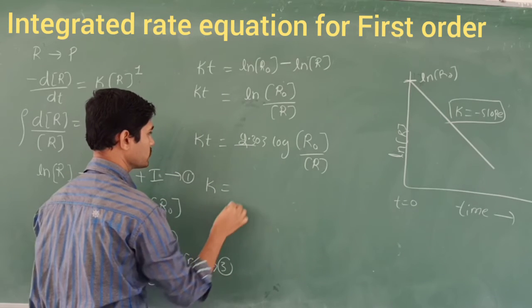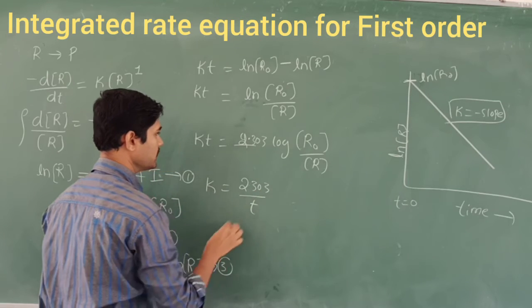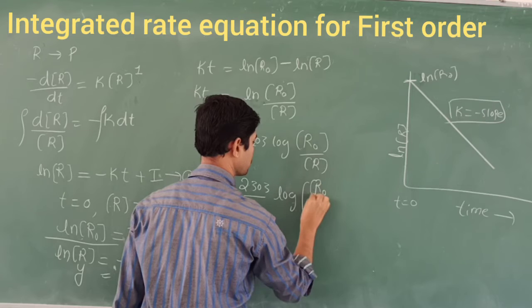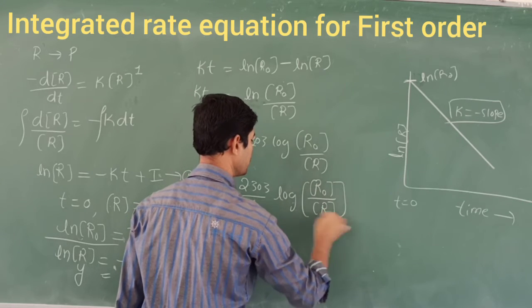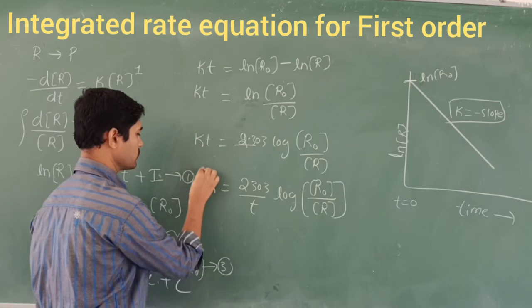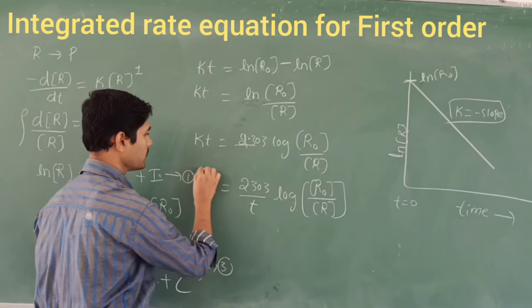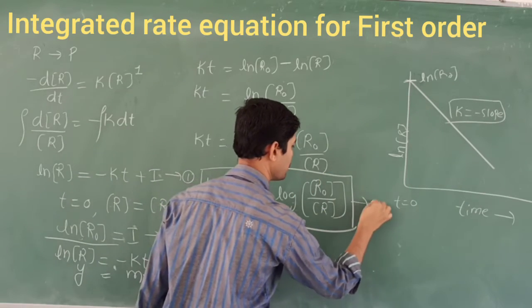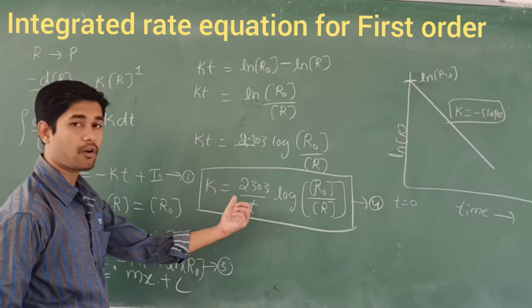Therefore K is equal to 2.303 by t log, the initial concentration of the reactant divided by the concentration of the reactant. So K is equal to 2.303 by t log R naught by R. This equation, the fourth equation, is the formula to find out the integrated rate equation for the first order reaction.